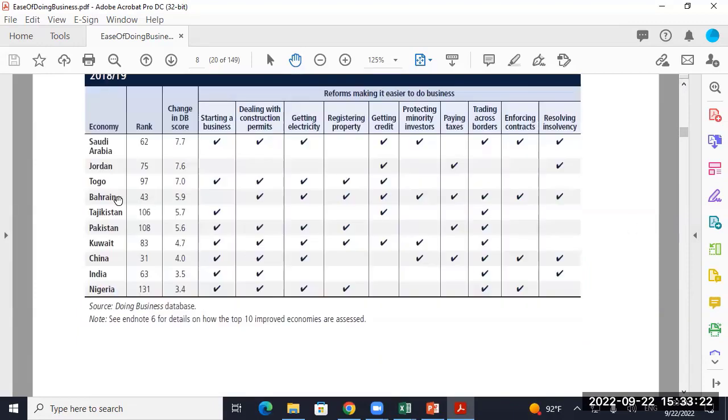So you got Togo in there, that's Bahrain. So you got Africa, Middle East, Eastern Europe, Asia, Middle East, China's in there. That's interesting. Asia, Africa, Jordan, Middle East. I don't know why Jordan's in there. That's kind of interesting.